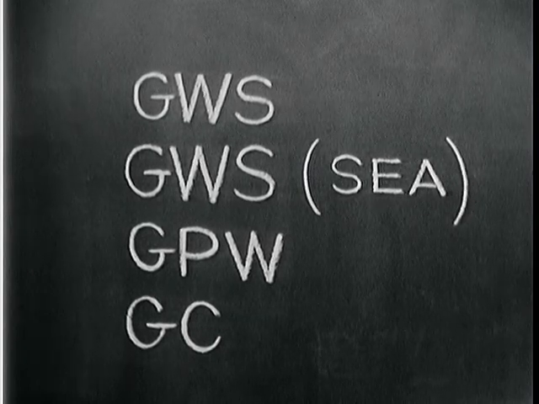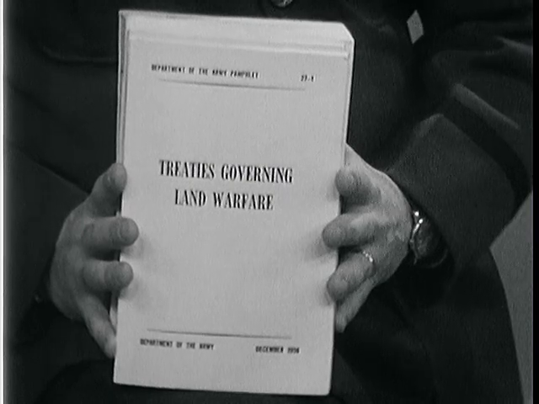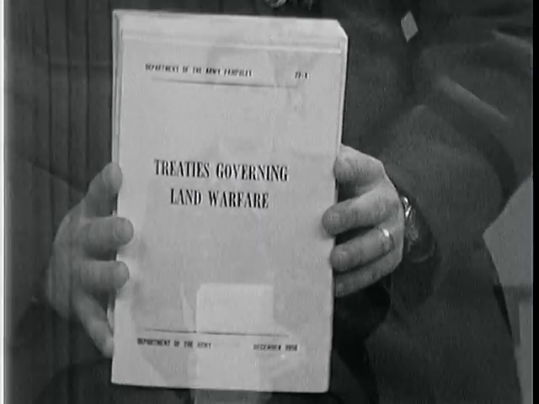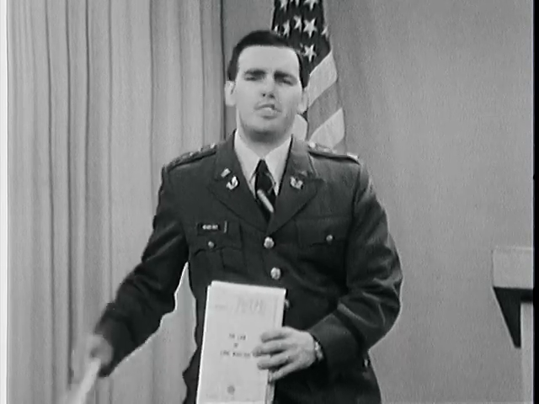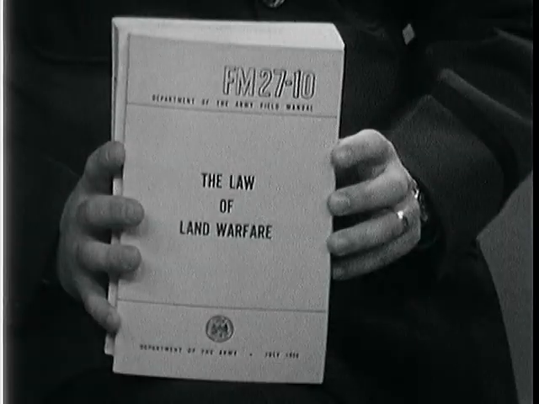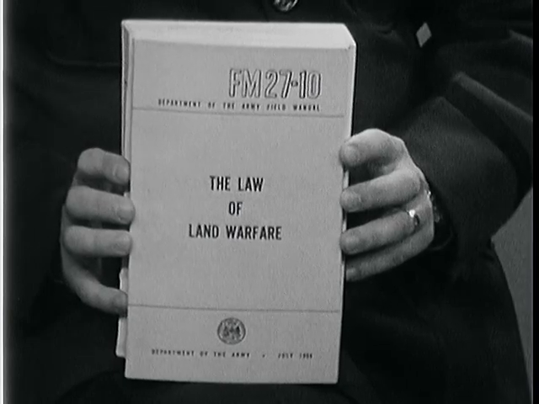These conventions are all found in Army publications. It would be extremely important that a person dealing with the conventions would have at his disposal the ability to read them. The first one, which has a complete copy of the conventions, is Department of the Army PAM 27-1, Treaties Governing Land Warfare. This includes the 4 conventions in total. The United States has expanded upon the convention itself and has edited and put its comments upon these different conventions in Field Manual 27-10. This field manual is entitled The Law of Land Warfare.